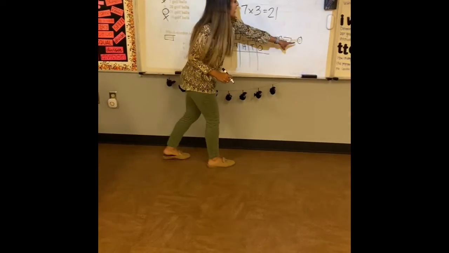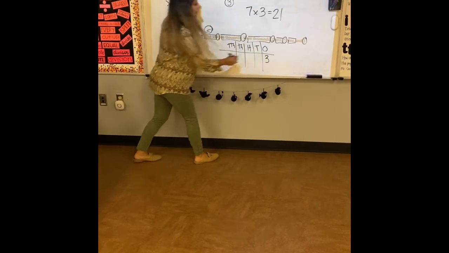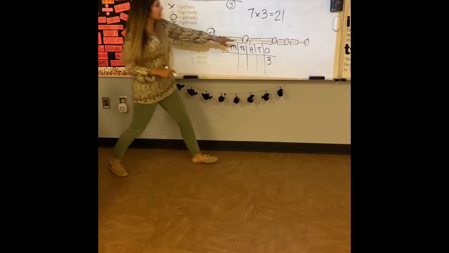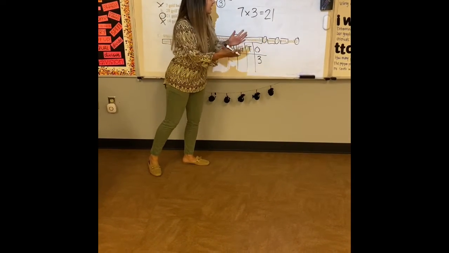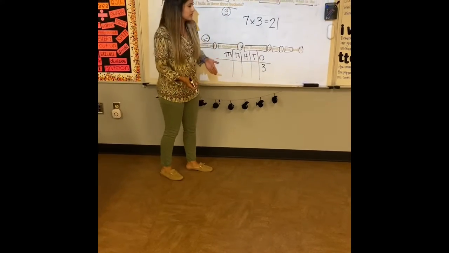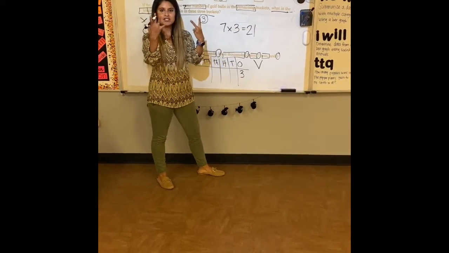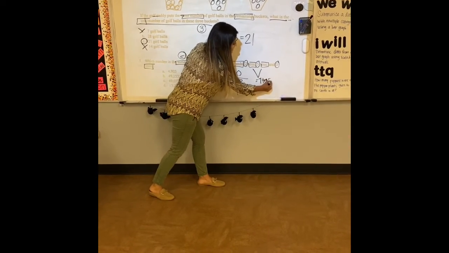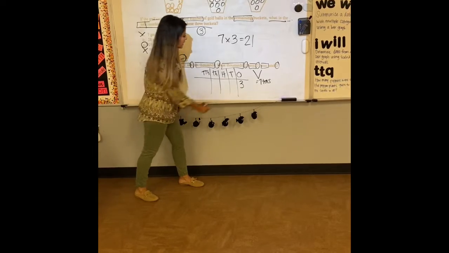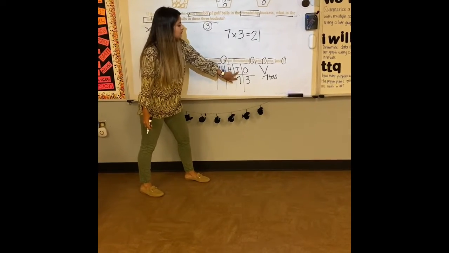Well, I noticed that we have 3 1s. So I'm going to go to my 1s place, plug in a 3. We'll take a look at this next part for 10s. We have 2 10s and 5 more 10s. Well, 2 plus 5 more, I actually have 7 10s. So I go to my 10s place, plug in a 7. I have a value of 70.